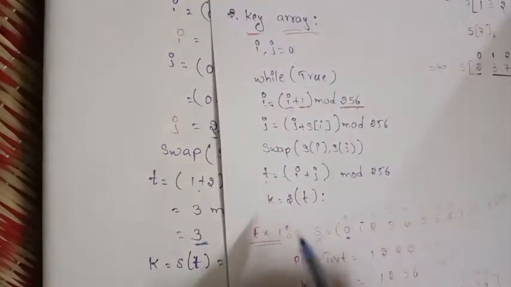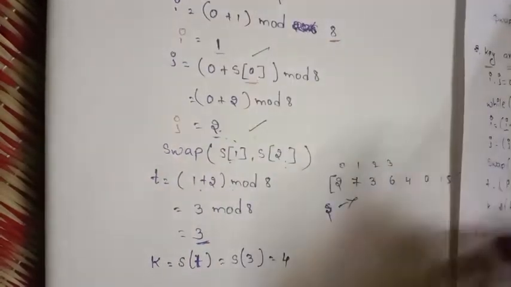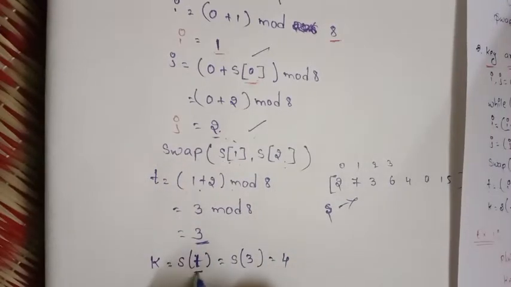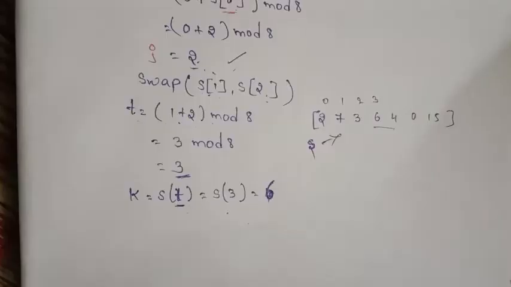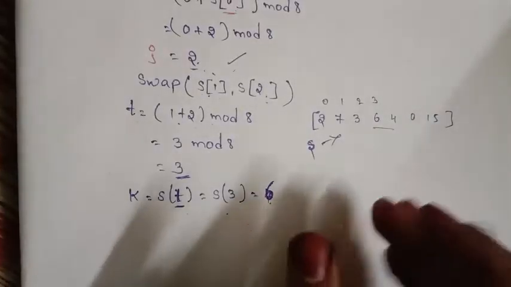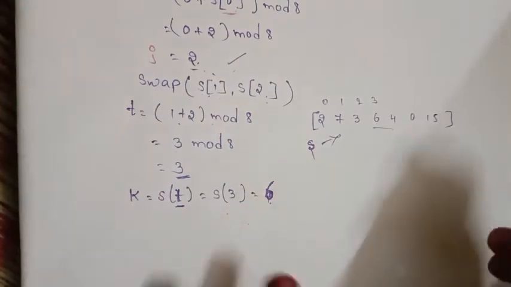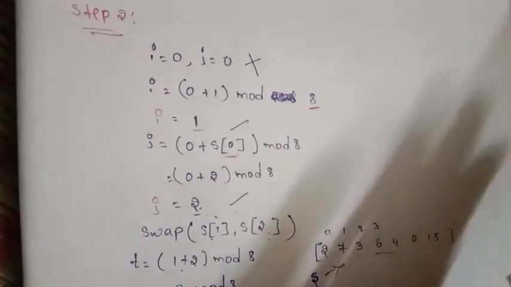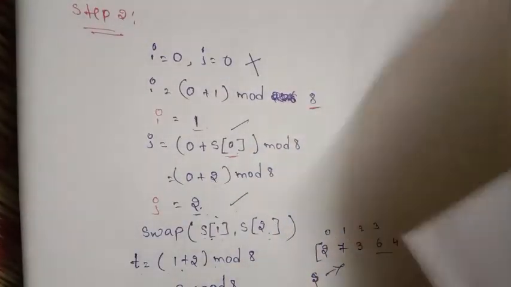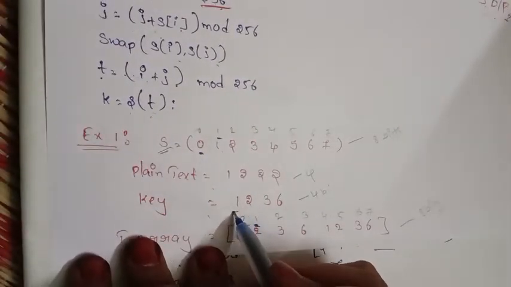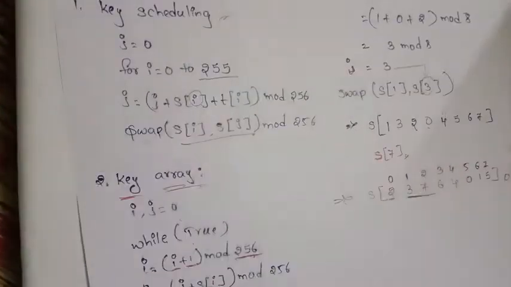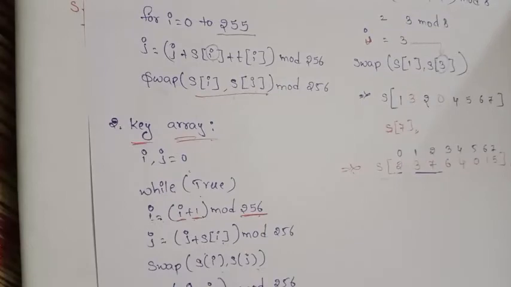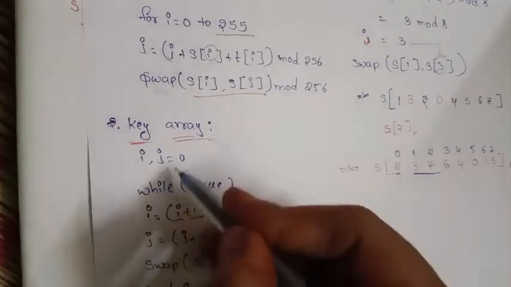And the last step is k equals S of t. In place of t, we are going to write 3. What is the S of 3 value here? Now it is 6. How many times are we going to do this? It depends on how many keys we have. Here we have only 4 keys, so that many times we need to follow this key array iteration. That means that many times we need to perform this.